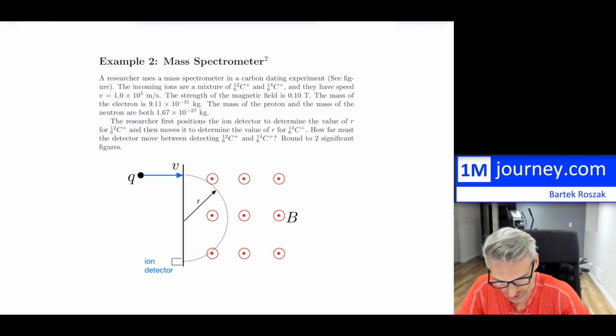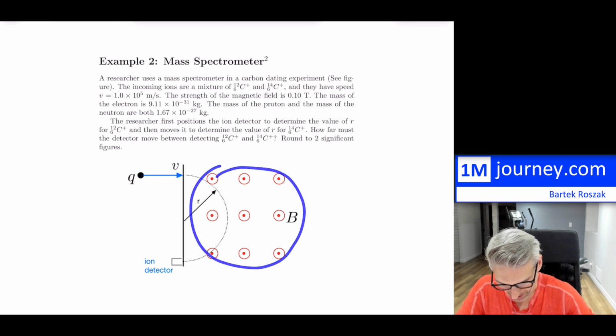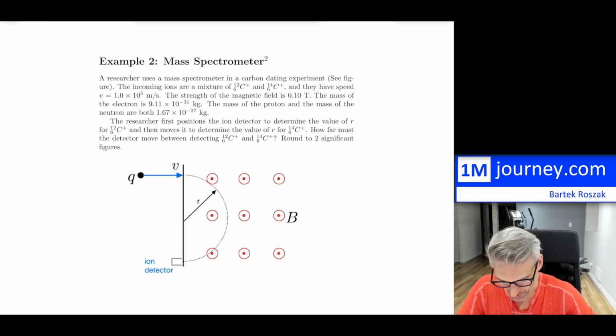So you have a charge coming in. It has a certain speed and it enters a magnetic field, which here points out of the page. Because of that, it will experience a force, which is going to make this charge move with a certain radius, at a certain curvature. And then there's an ion detector at the bottom that catches these particles, depending on what the particle is, what the charge is, etc.